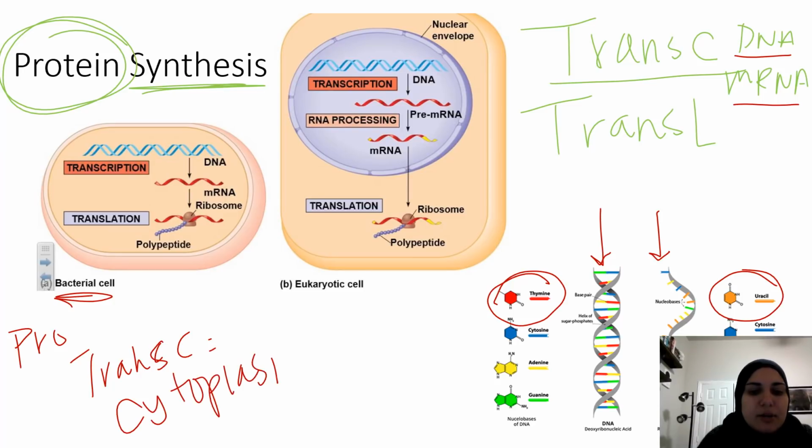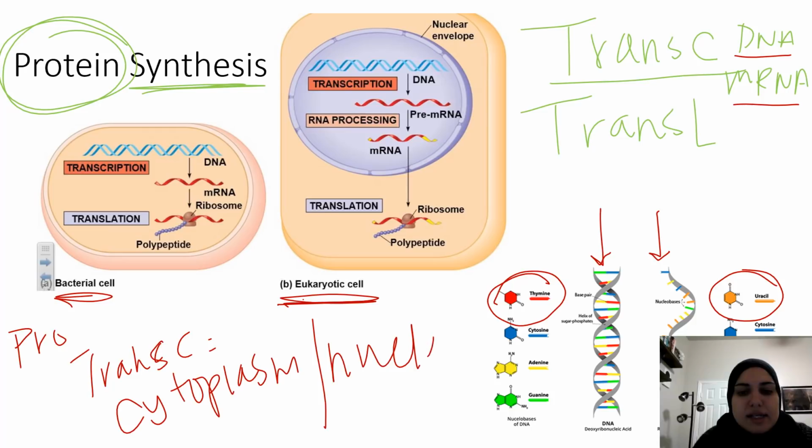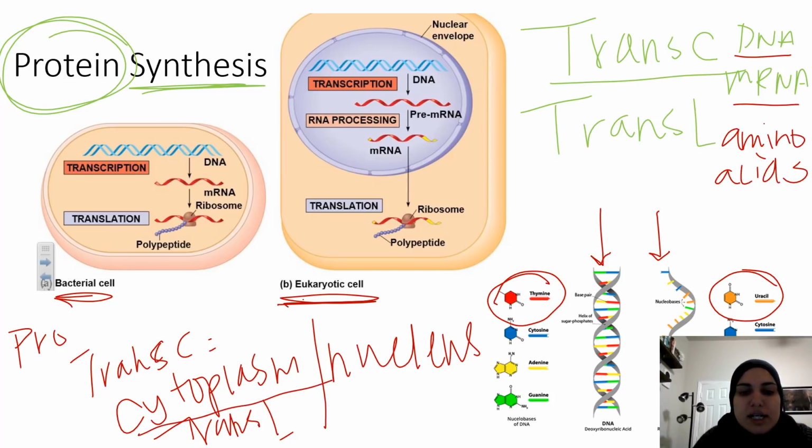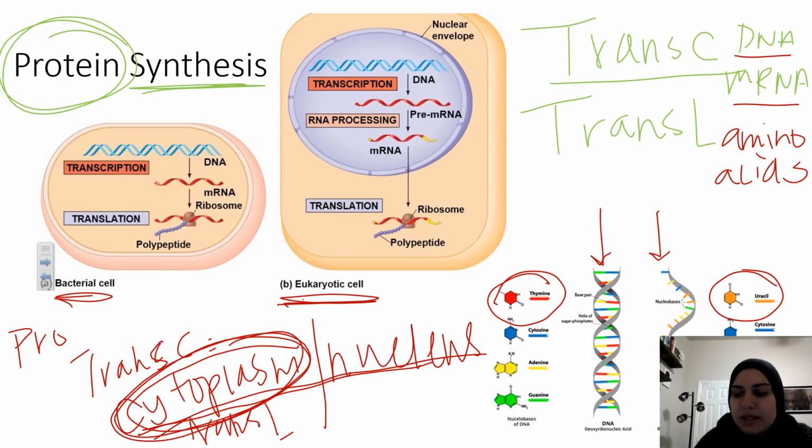Because if I look, my DNA is floating in the cytoplasm. In eukaryotic cells, like y'all, this happens in the nucleus because it happens where the DNA is. For translation, what I am doing is I'm reading that mRNA and I am building protein. I am building chains of amino acids. So for translation, it has to happen where the ribosomes are. The ribosomes are in the cytoplasm for bacteria.